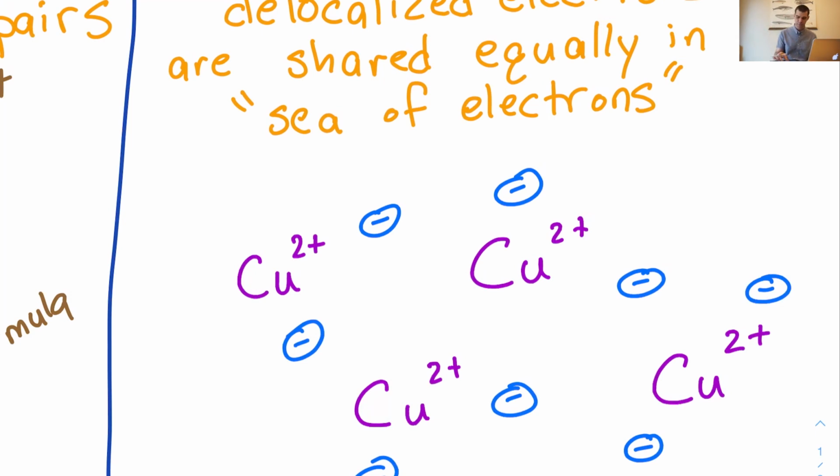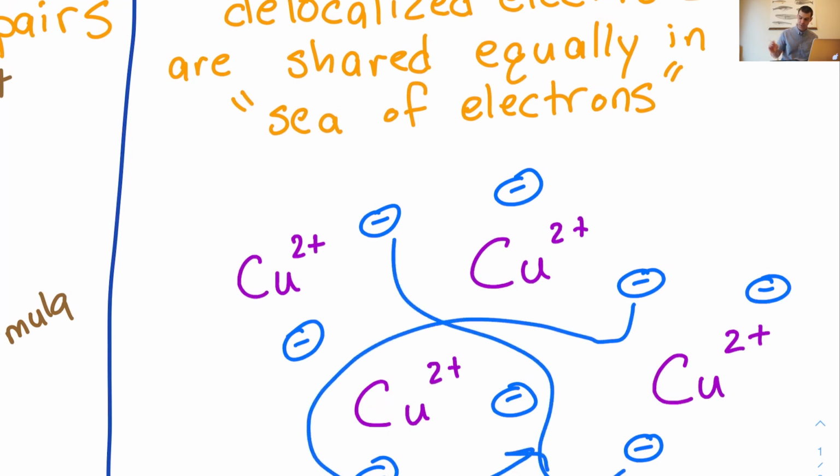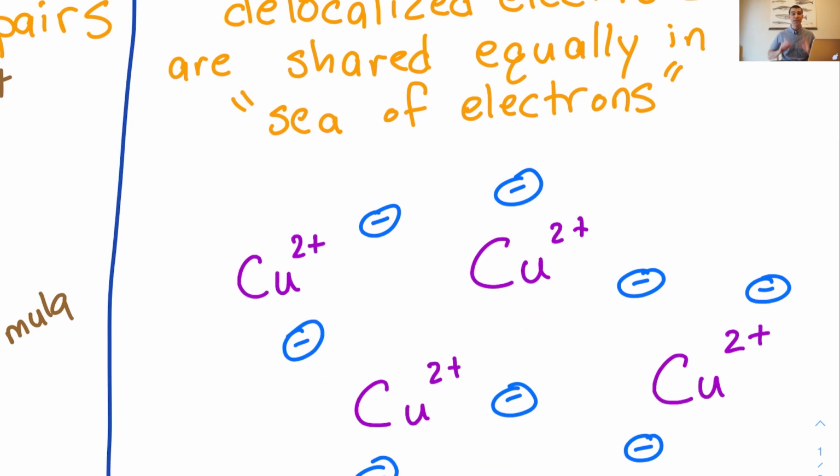So this particular electron, it can kind of move around, do its thing. This one can come up here and move around. They can be shared equally. And if we apply a charge to this, or a different charge to each side, we can make those electrons move. And that's what we call electricity, which is conducting through a metallic bond.